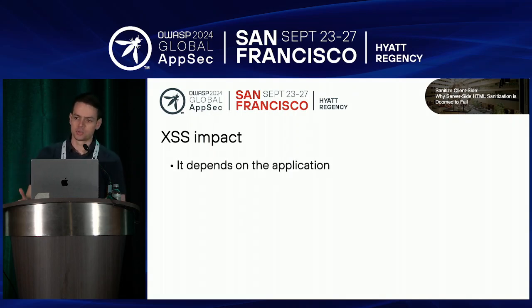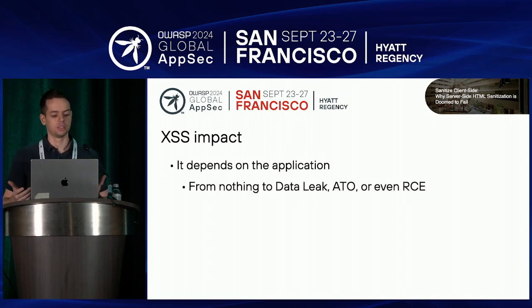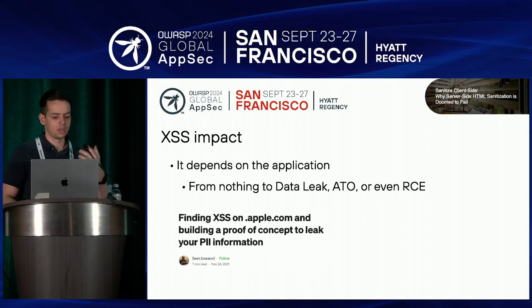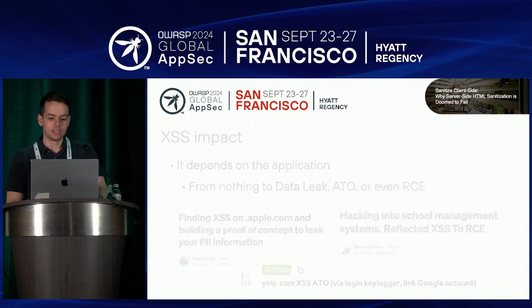Because the XSS is triggered and executed by the victim, it highly depends on the capabilities of the application, what the victims can do in that application. So it doesn't really imply directly on the impact. It can have no impact at all, but it can also have data leakage, as we saw before, account takeover, even full-on RCE.